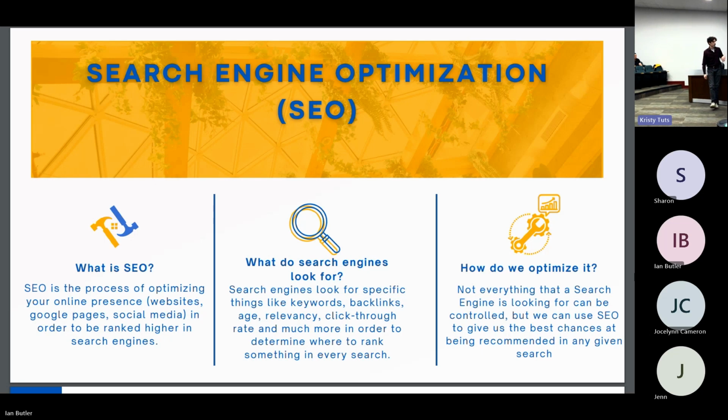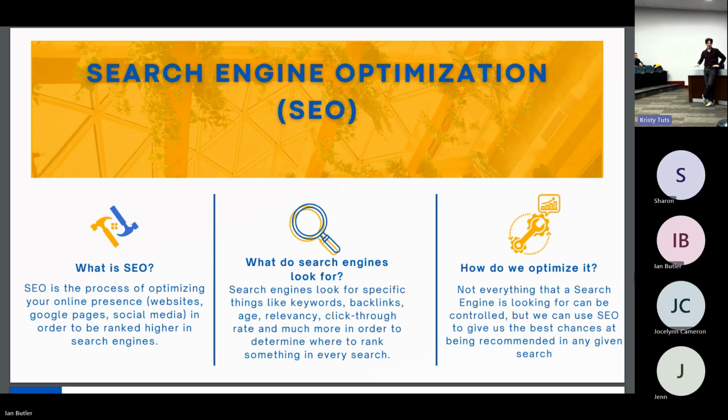As I touched on earlier, SEO is the process of optimizing your online presence, whether it be websites, Google pages, or social media, basically just to be ranked higher in search engines. You want to be at the top whenever someone's searching for your business or something related to your business, right? That's our goal at the end of the day, to be at the top so that more people are likely to visit us, and more customers, more clients, and so on. So what do search engines actually look for?